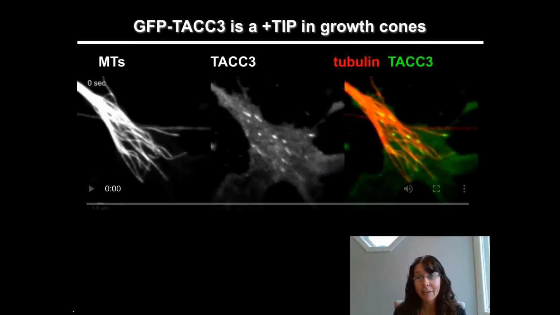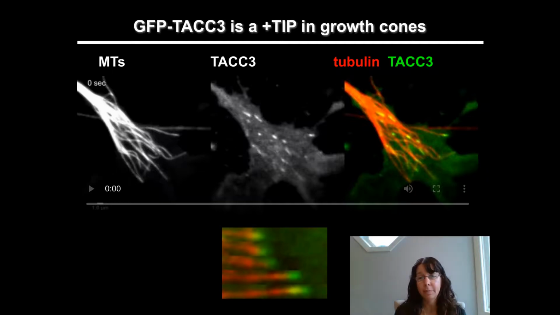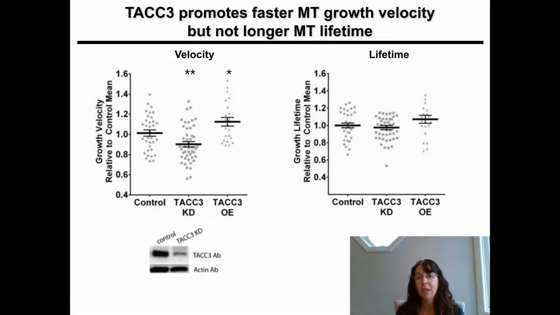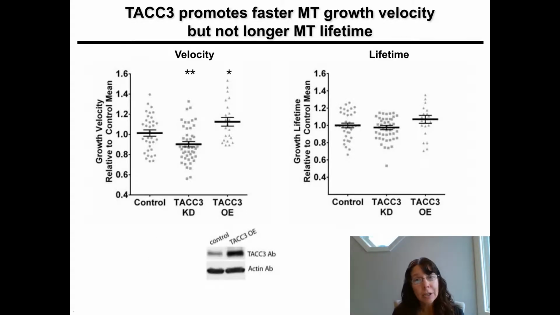So we first just expressed GFP tagged TACC3 and saw that indeed TACC3 could be functioning as a plus tip. Here you can see a montage in the bottom of a single microtubule where TACC3 in green is at the tip of the growing microtubule. And we found that manipulating TACC3 function leads to changes in microtubule growth velocity. So when we partially knock down TACC3, there's a reduction in the velocity of microtubule growth. And when we overexpress TACC3, there is a slight increase in the velocity of microtubule growth. The lifetime of the microtubules were not affected, so the catastrophe frequency wasn't affected, just the polymerization rate.